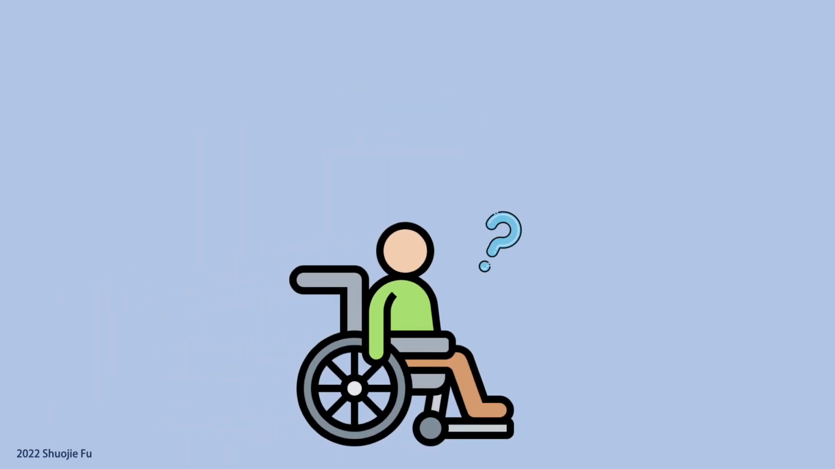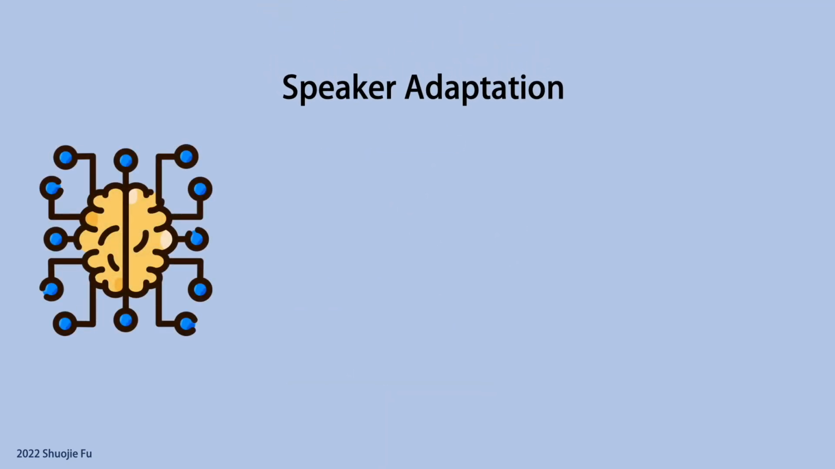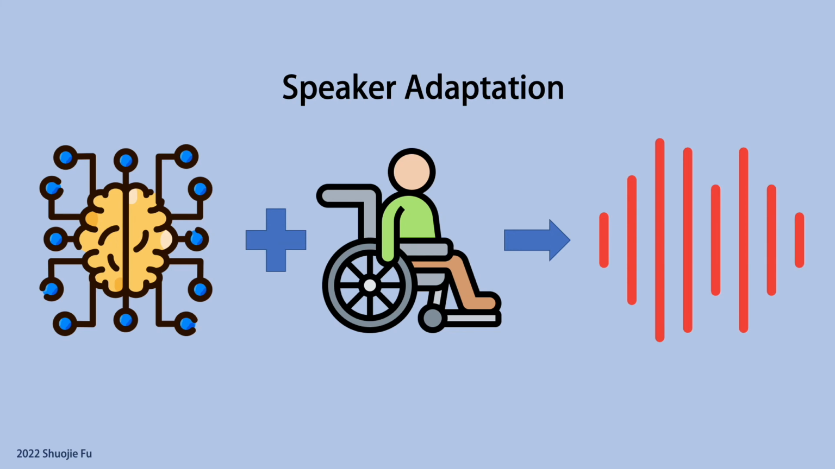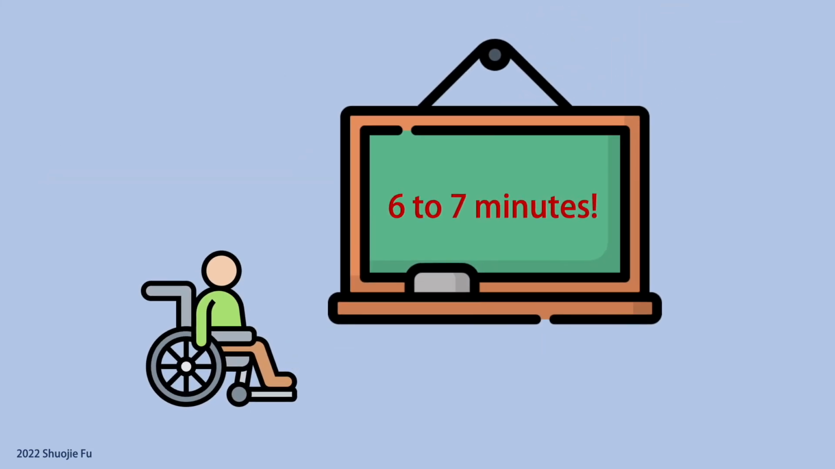Here comes speaker adaptation. The idea of speaker adaptation is adapting a TTS model to a target speaker so that the synthesized speech sounds like the target speaker. The beauty of this is that it requires very limited data from the target speaker. To be exact, just 6 to 7 minutes of recordings in our example.